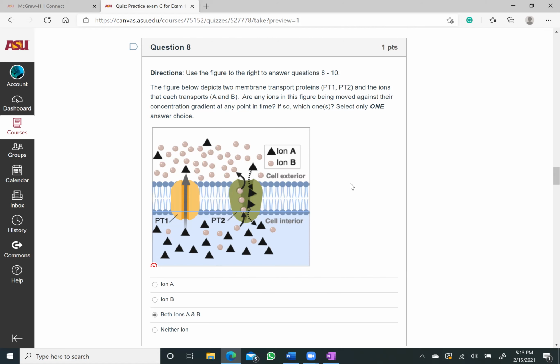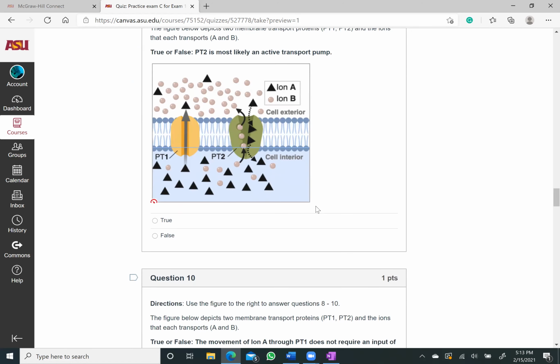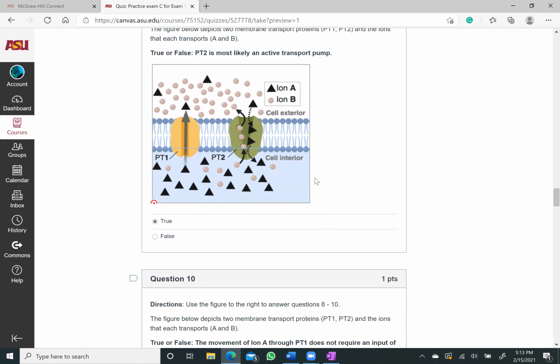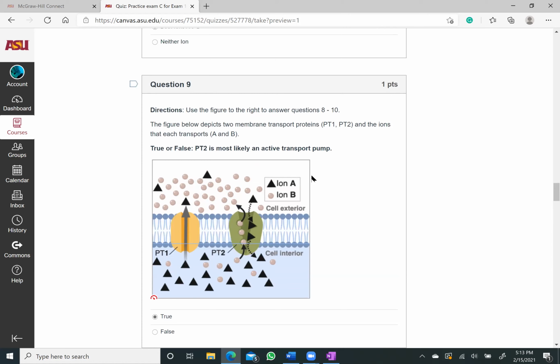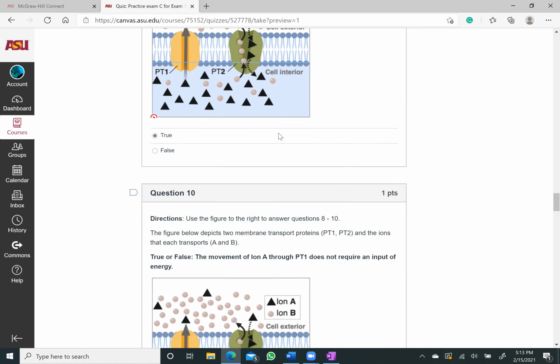When you get an image like this on test day or whenever, always make sure to look at this image and really understand it before you even go to the questions or the answers. So when I read this, I would try to think what the answer is before I even look at the answer choices. Protein 2 is most likely an active transport pump. Okay, so we know active transport pumps push things against their concentration gradients, and that's definitely happening here. Actually, in both directions it's pumping against the gradient.